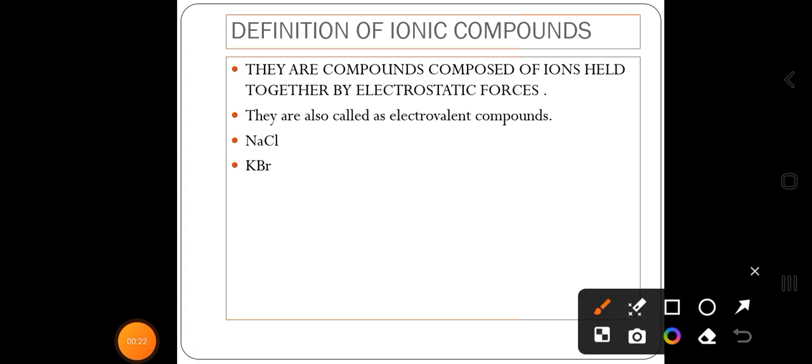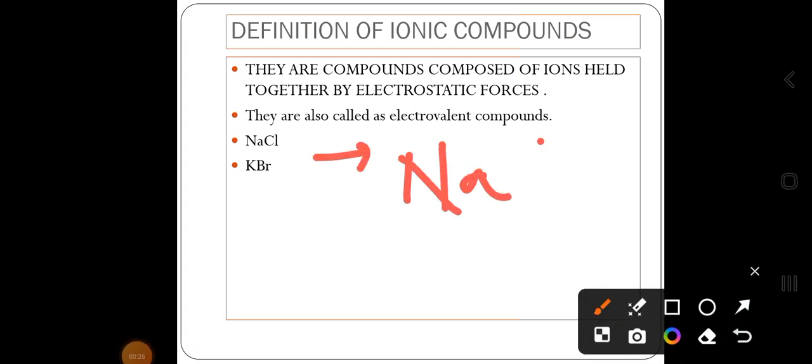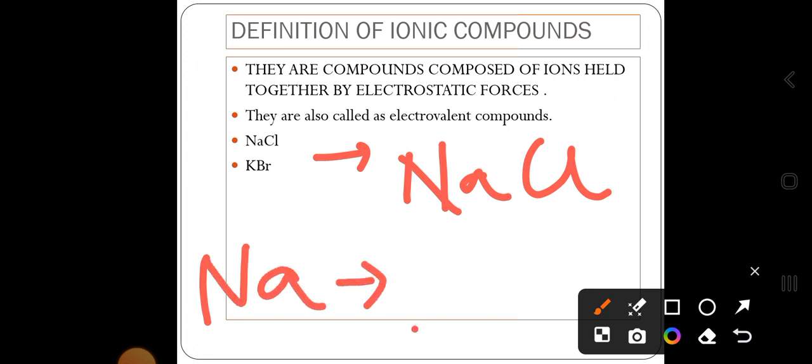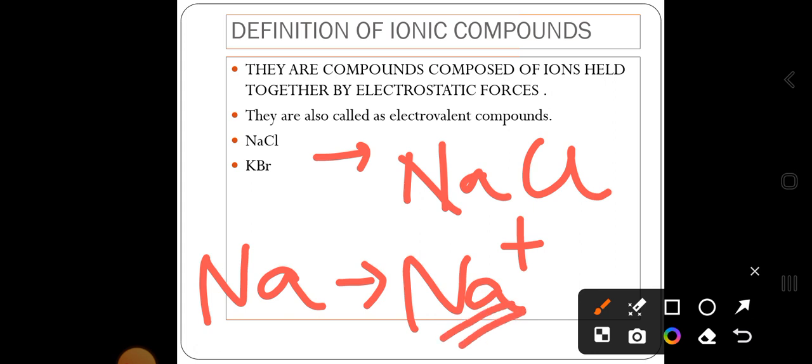NaCl. See, NaCl is a combination of two atoms, sodium and chlorine. Sodium is a metal, and we all know that metals have a tendency to donate electrons. They are called electropositive elements. Electropositive elements means the metals which have a tendency to donate electrons. So, once they donate electrons, they gain a positive charge.